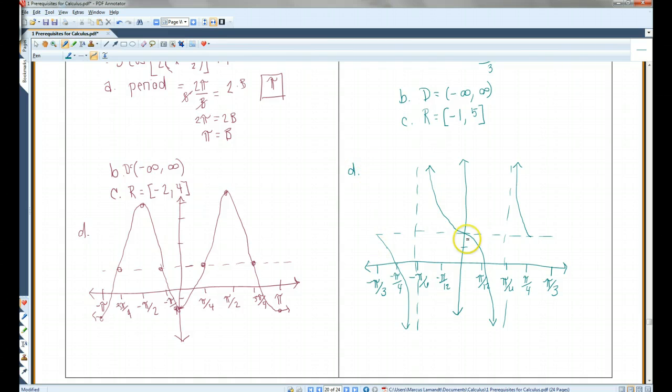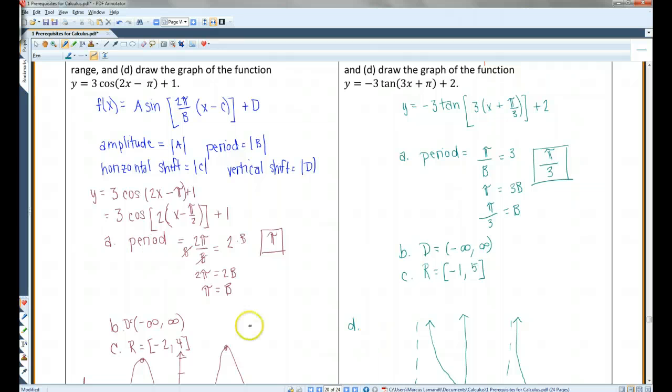This obviously continues like this. This continues like that. One important thing to note: over here, when we found the period, we divided 2 pi over b. But tangent normally only has a period of pi. So instead of 2 pi, you're going to use regular pi. That's a really important difference for you guys to remember.